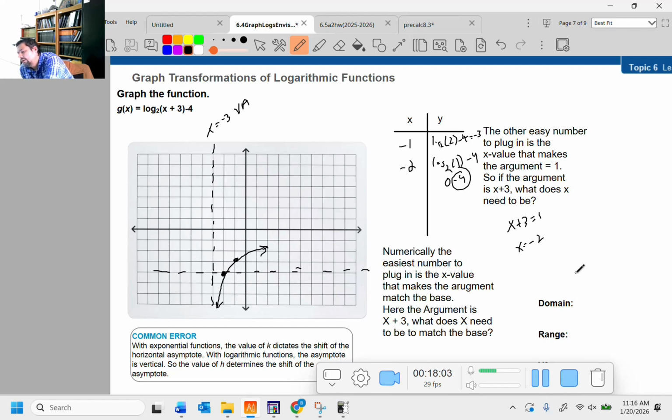Her domain is negative 3 to the right. The range is negative infinity to infinity. All logarithms have a range of negative infinity to positive infinity. All right, I'm going to take a small break. Be right back.